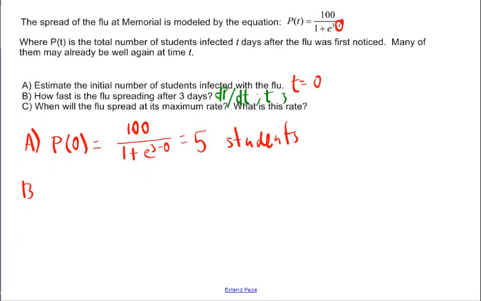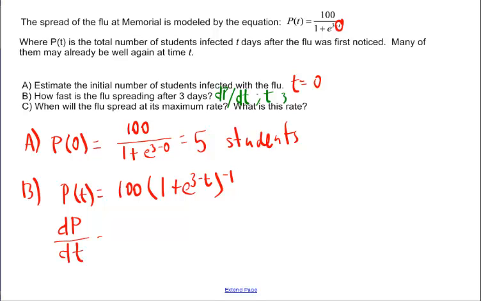So we take our P of t, and watch this. I'm going to rewrite this guy. I want to make it 100 times 1 plus e to the 3 minus t power to the negative 1. That's the same thing as our original equation, but it's a heck of a lot easier to take the derivative of.